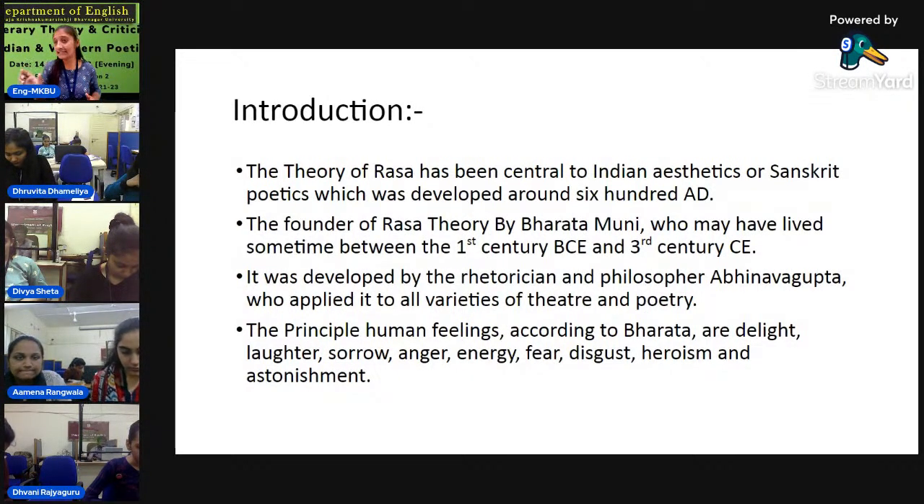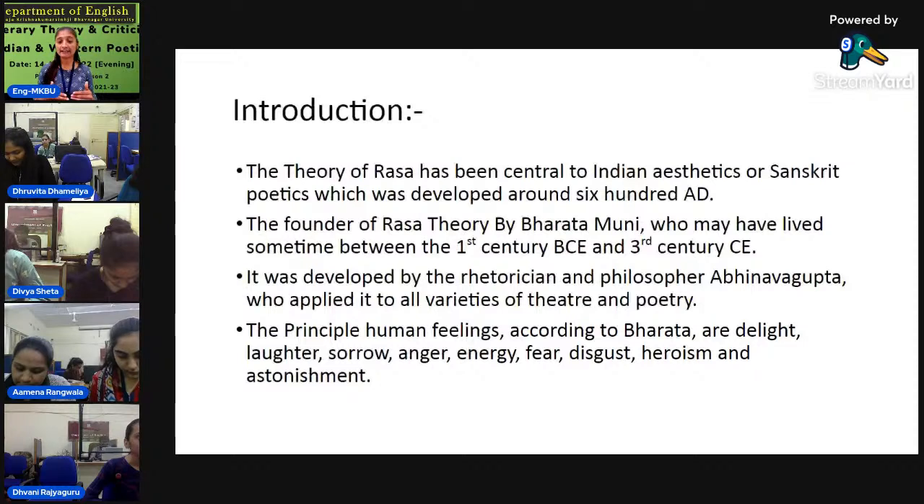is central to Indian aesthetics or Sanskrit poetics, which developed around 600 AD. The founder of Rasa theory is Bharat Muni, who lived sometime between the first century BCE and the 3rd century CE. It was developed by the rhetorician and philosopher Abhinavagupta, who applied it to all varieties of theater and poetry.